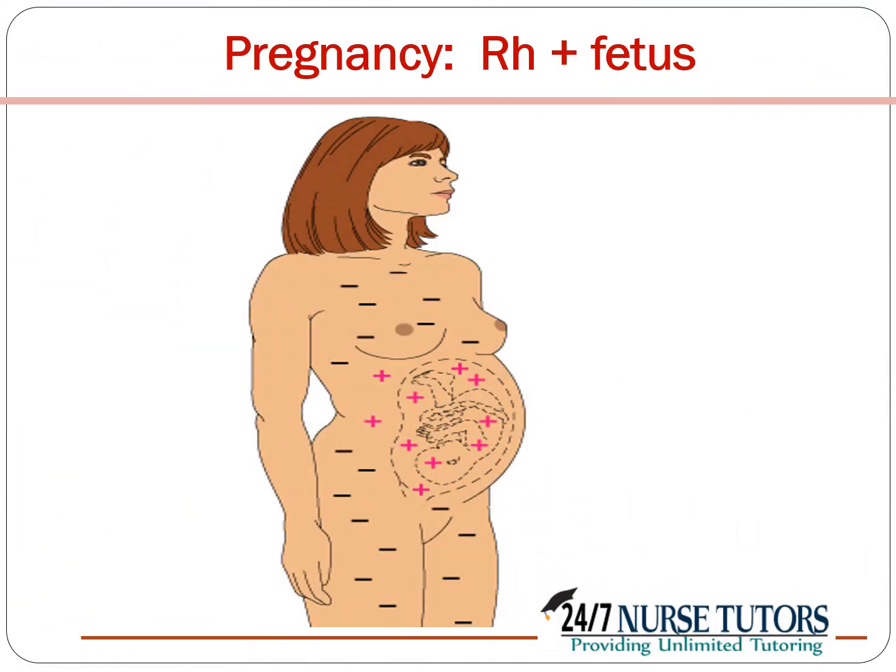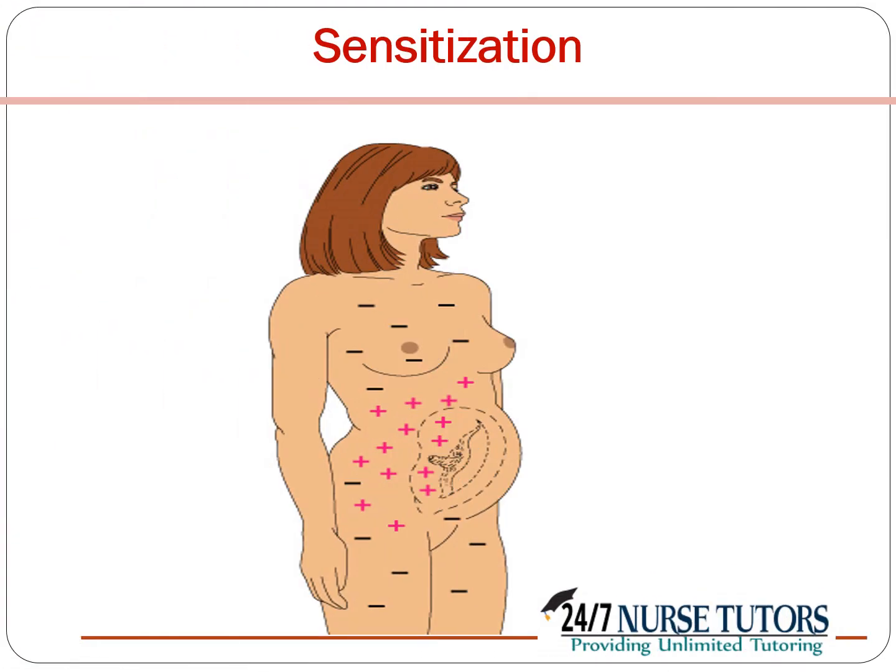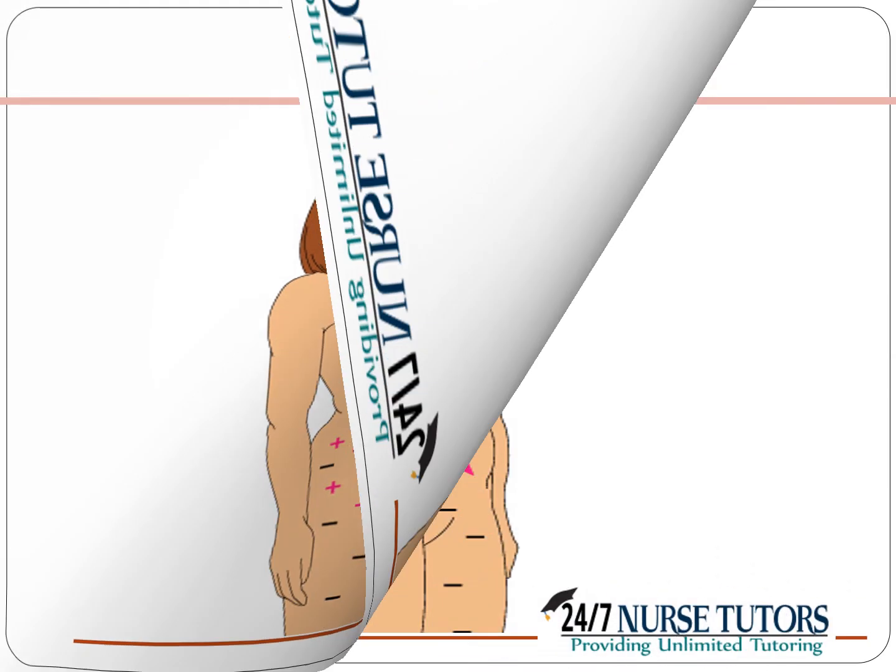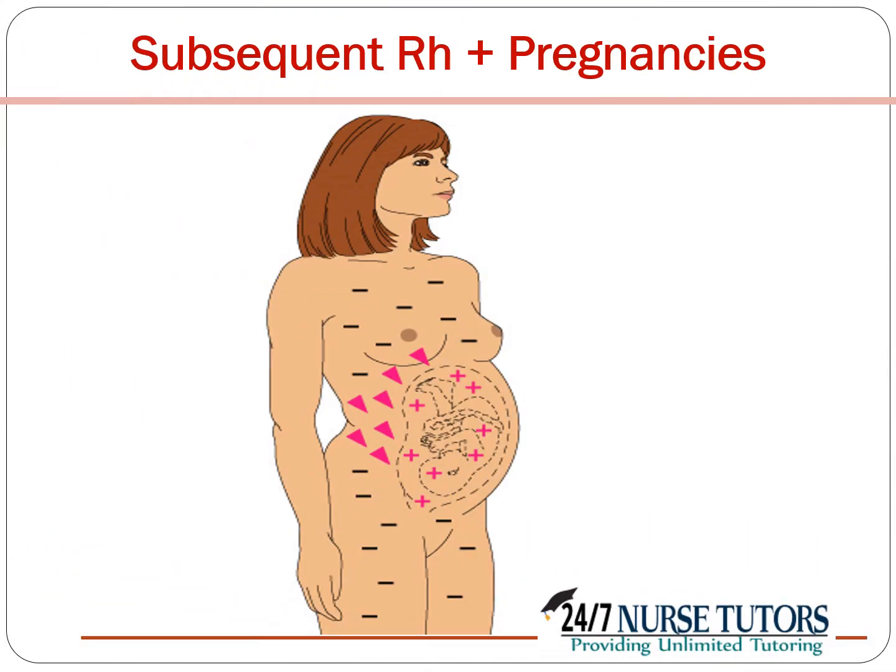Let's look at a pregnancy with an Rh positive fetus. Some Rh positive blood enters the mother's blood. As the placenta separates, the mother is further exposed to the Rh positive blood. In subsequent pregnancies with an Rh positive fetus, Rh positive red blood cells are attacked by the anti-Rh positive maternal antibodies, causing hemolysis of the red blood cells in the fetus.